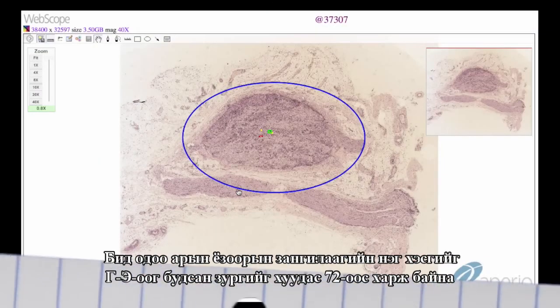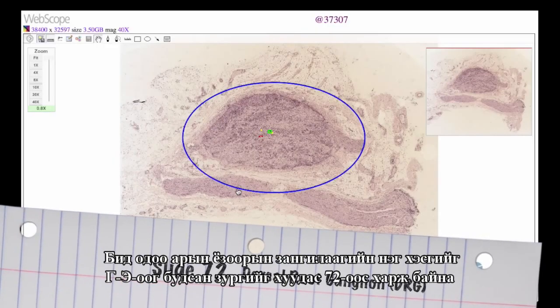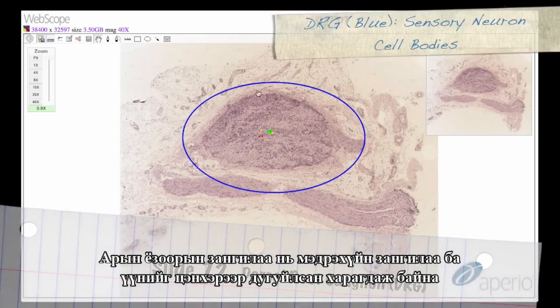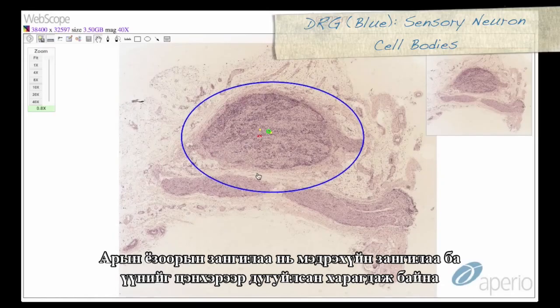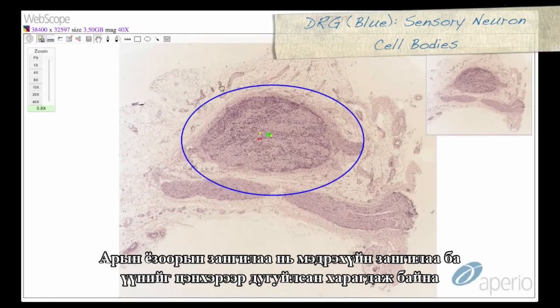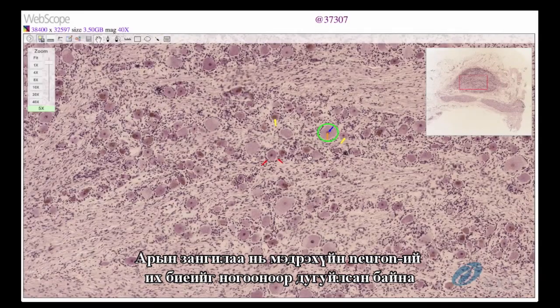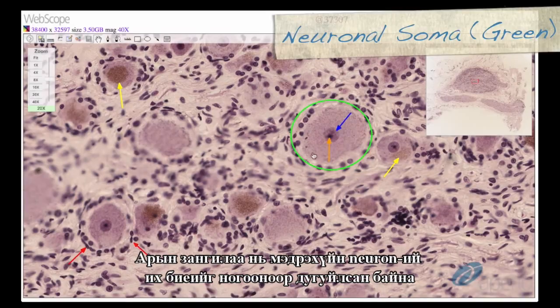We are now looking at slide 72, which is a section of dorsal root ganglion prepared with H&E. The dorsal root ganglion is a sensory ganglion. The DRG is seen here circled in blue. Recall that the DRG houses the cell bodies of sensory neurons. Using the 20x objective, the neuronal soma with its surrounding satellite cells can be seen. A large round neuronal soma is circled here in green.